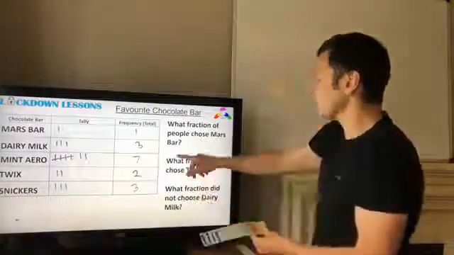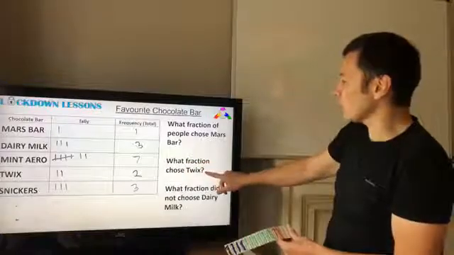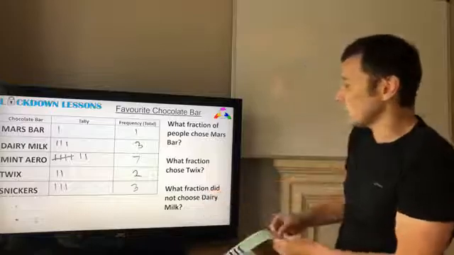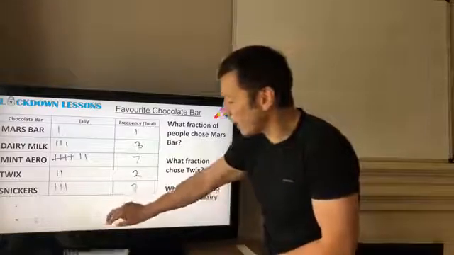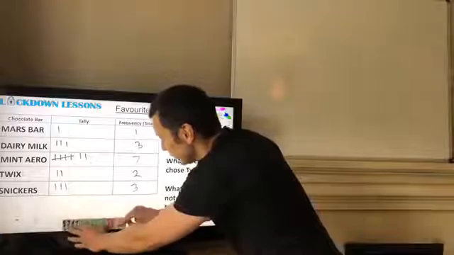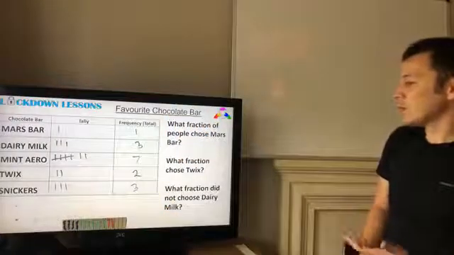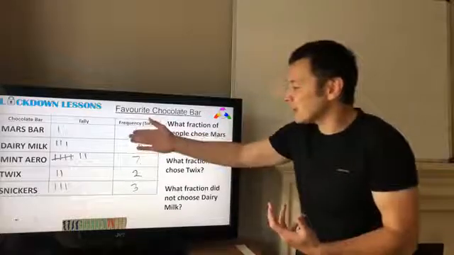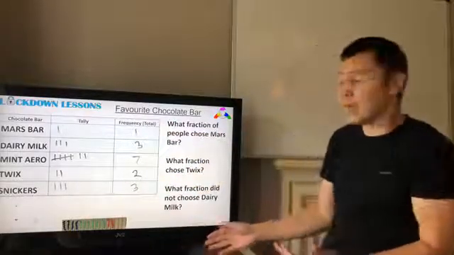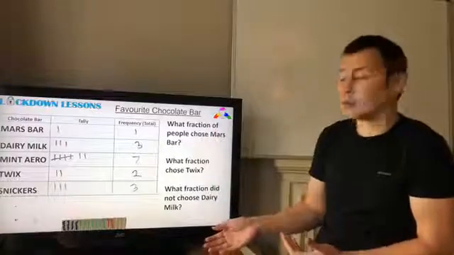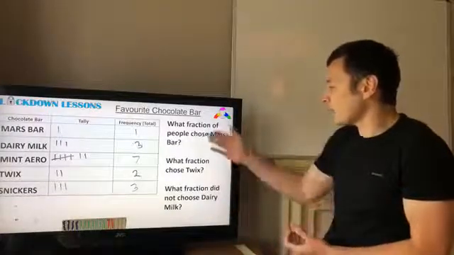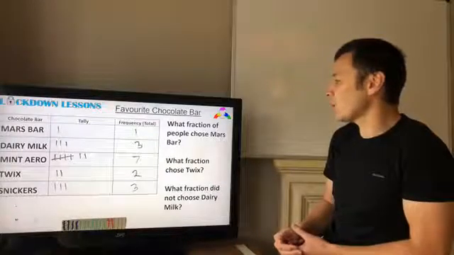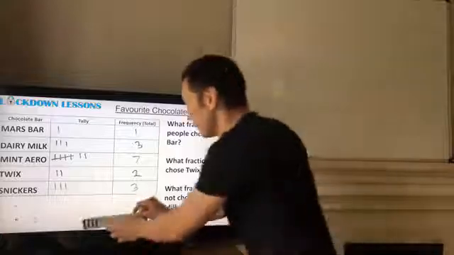Okay, can you now answer the question? What fraction chose Twix? What fraction chose Mars bar? What fraction did not choose dairy milk? So if that's my bar there, can you tell me, answer those questions? By turning that table into a kind of bar for a fraction, these questions suddenly become really, really simple to do. So what fraction chose Mars bar? What fraction chose Twix? What fraction did not choose dairy milk? So those are your questions there.